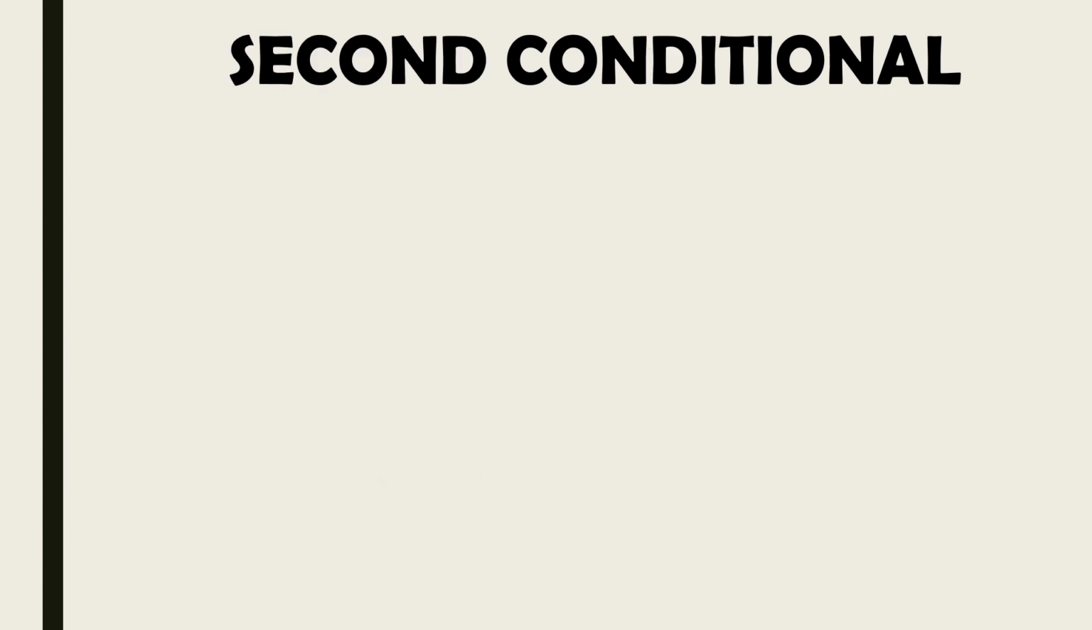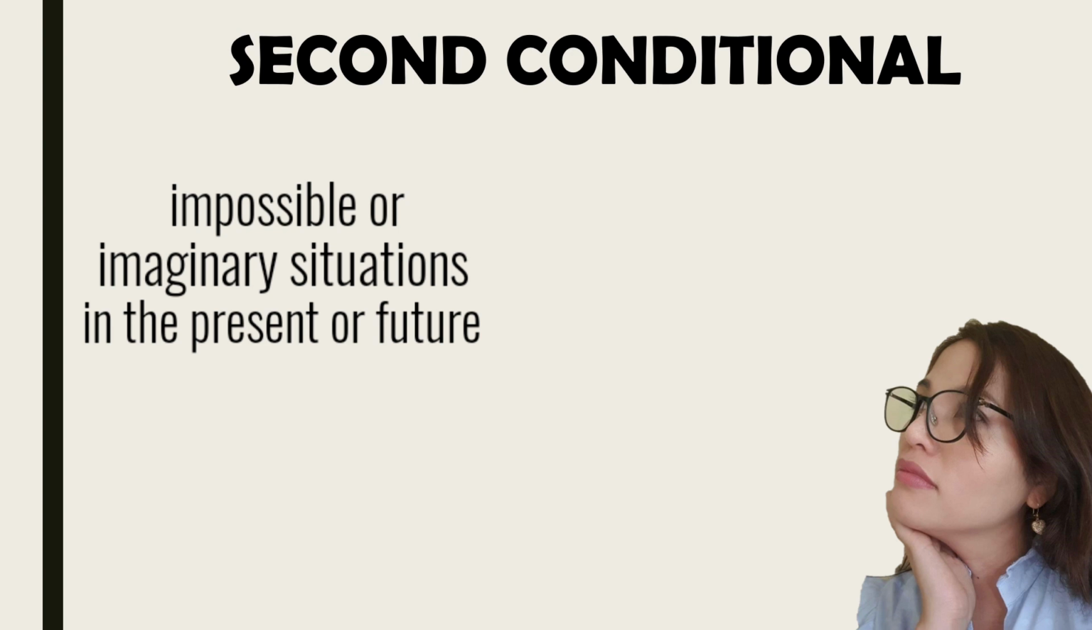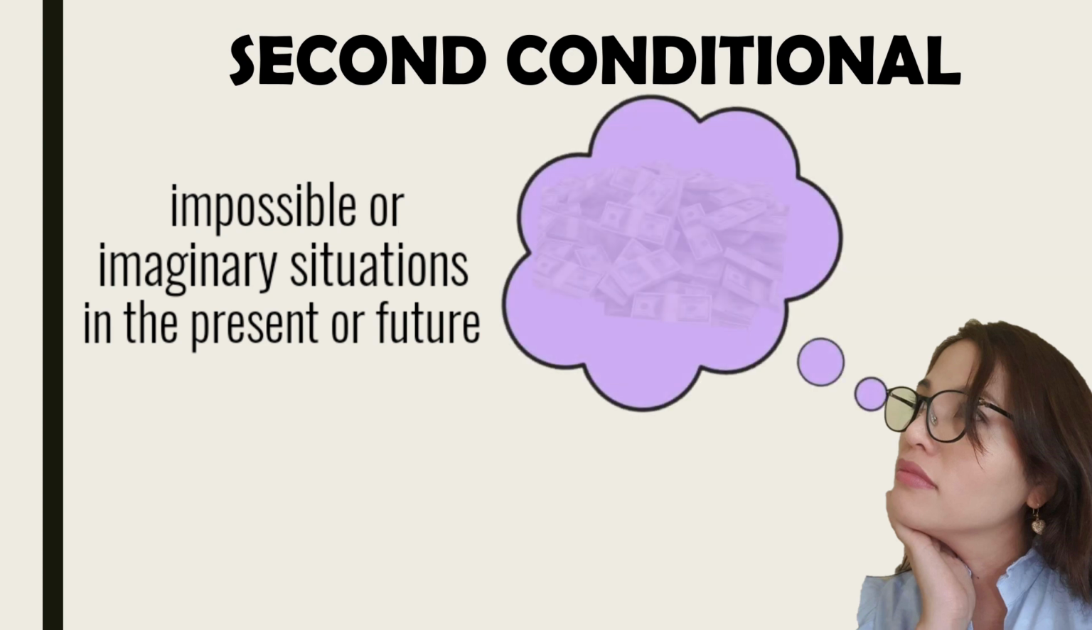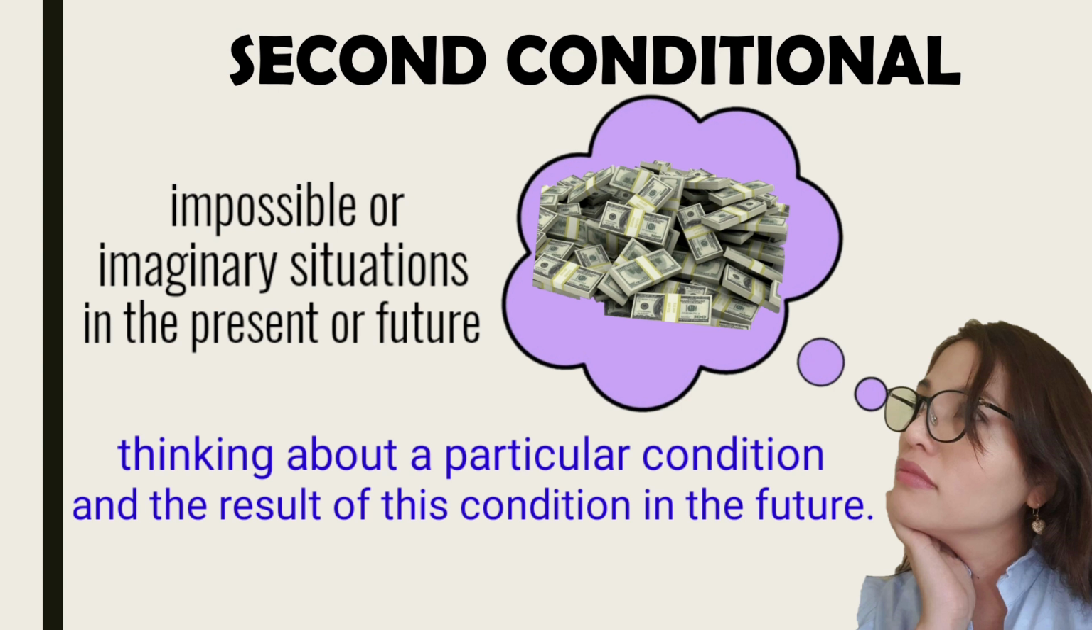Now let's go to the second conditional. This is used to talk about impossible or imaginary situations in the present or future. Yes, we're still thinking about the future. We're thinking about a particular condition in the present or future and the result of this condition. But unlike the first conditional, the second conditional is about unreal situations in the present or future.